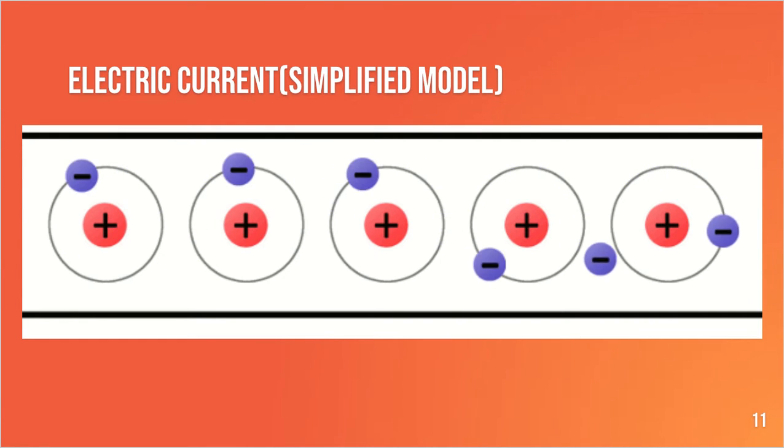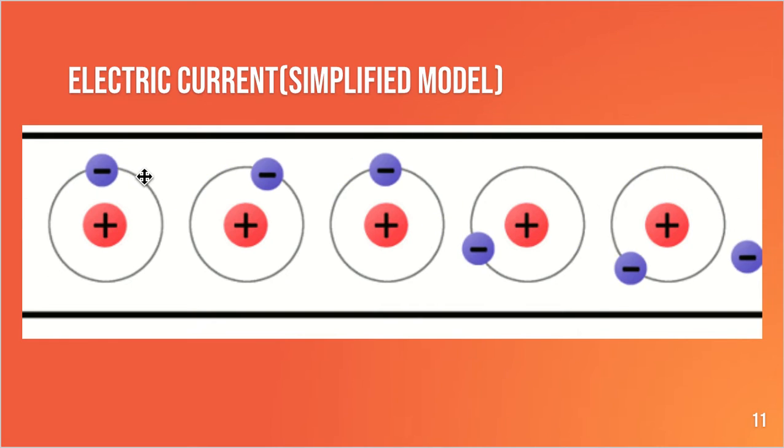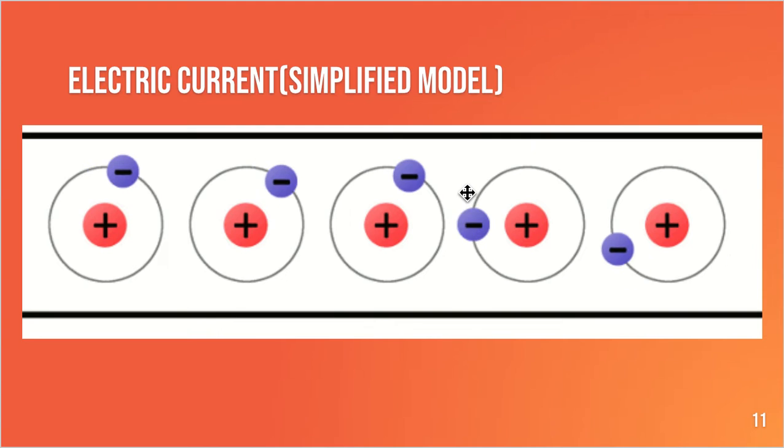So here is a simplified model of an electric current. As you can see, electrons are moving from one atom to another, creating a current which causes electricity.